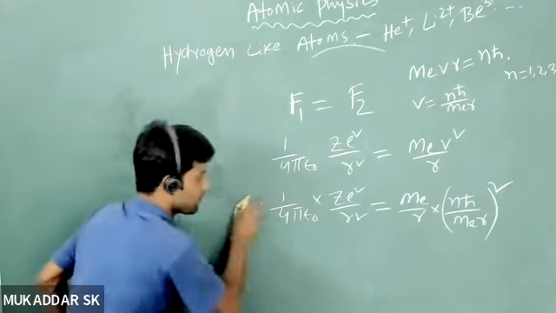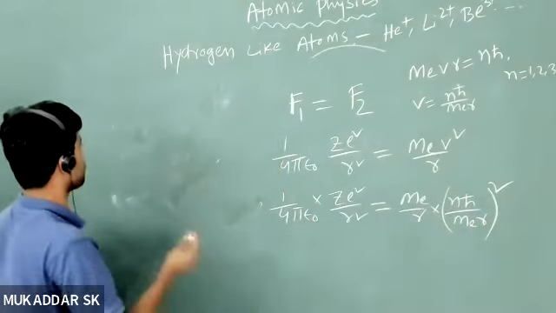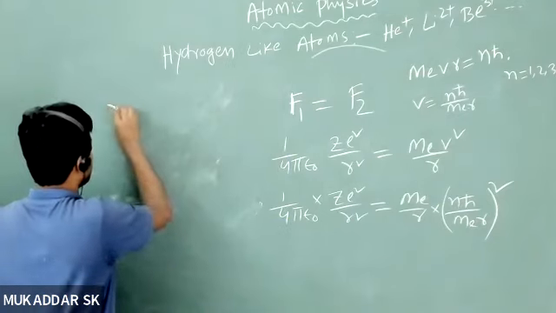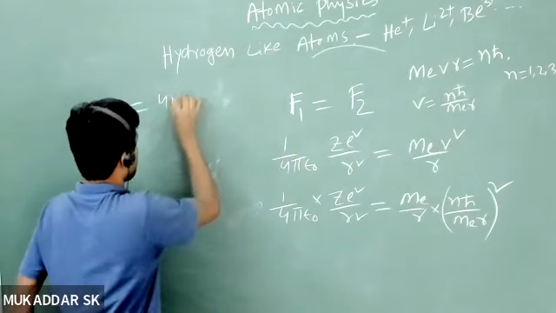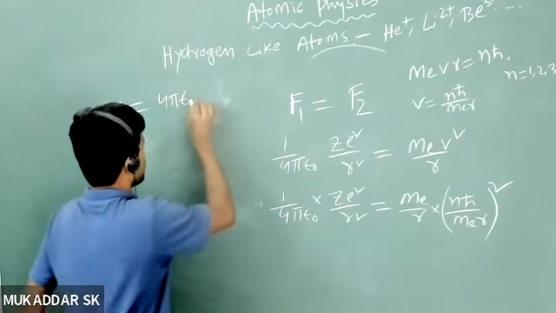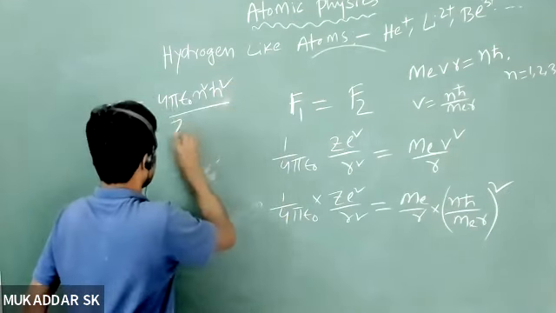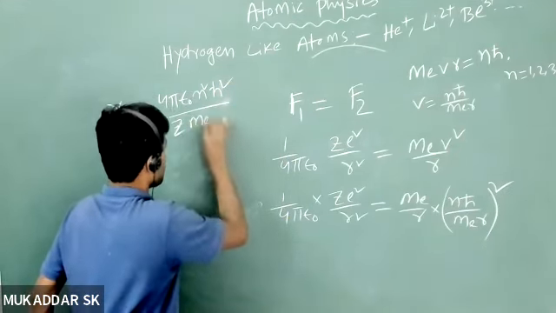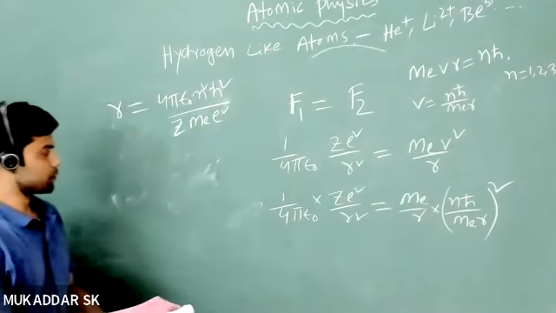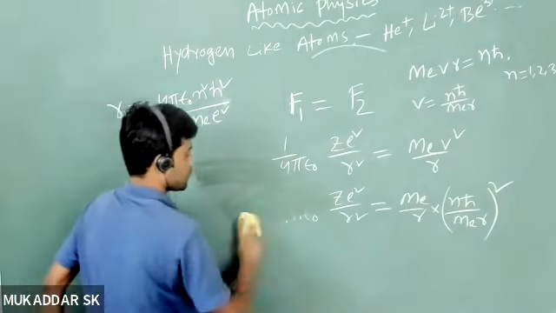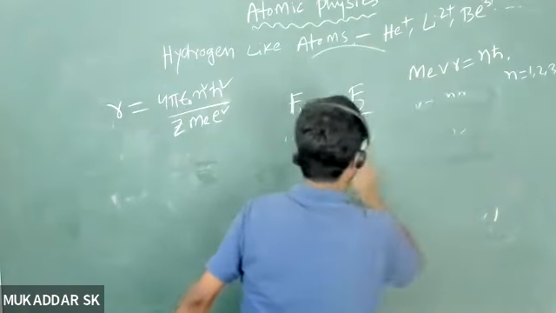Okay. So from this equation, can you please tell me what the radius will be? If you solve this equation, this r square will be cancelled, and if you solve this for hydrogen-like atom, you will get r equals to 4 pi epsilon naught n square h cut square divided by Z m_e e square. So this is the expression for radius for hydrogen-like atom.